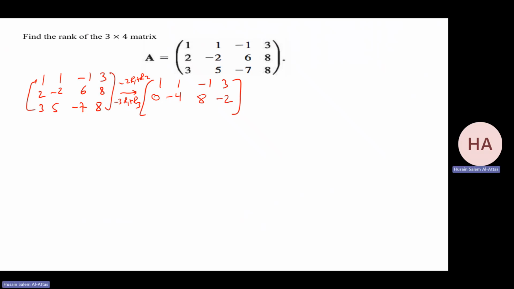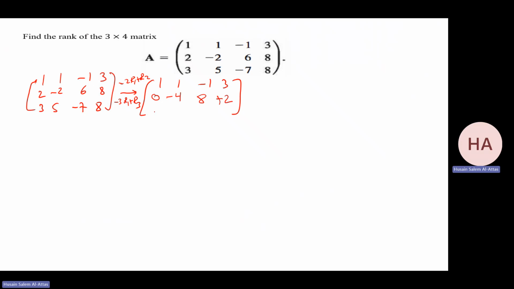Next one. Correct. Multiply minus 2 and 2. Minus 2, minus 4. Minus 2, that gives me 8. Minus 2 minus 6 plus 2. That gives me plus 2, sorry. Minus 6 plus 8, that gives me plus 2.